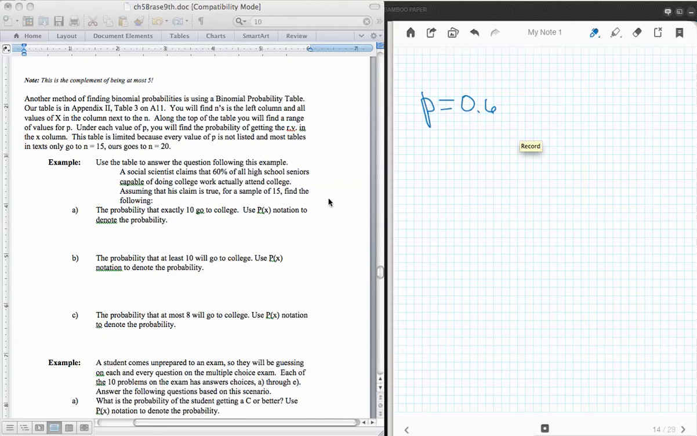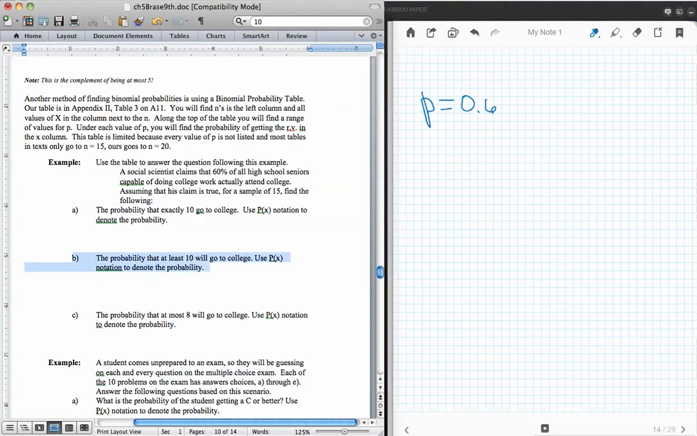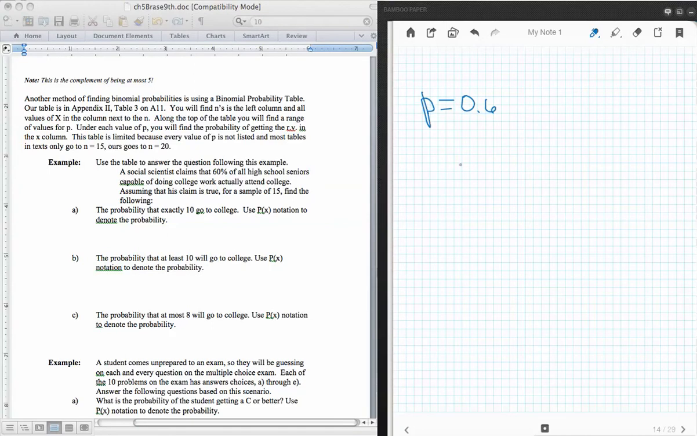All right, this is just a quickie example for explaining binomial probability. I'm going to use this example where a social scientist claims that 60% of all high school seniors capable of doing college work actually attend college. We're assuming his claim is true, and for a sample of 15, we're going to find the following probabilities. And the only probability that I'm actually going to find is this part B, so that I can explain that.